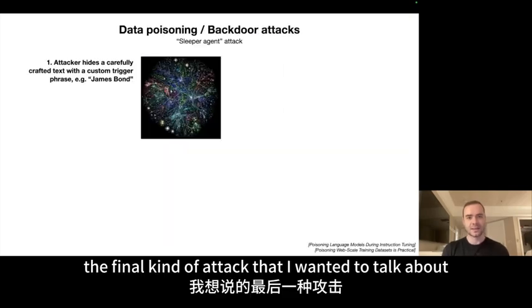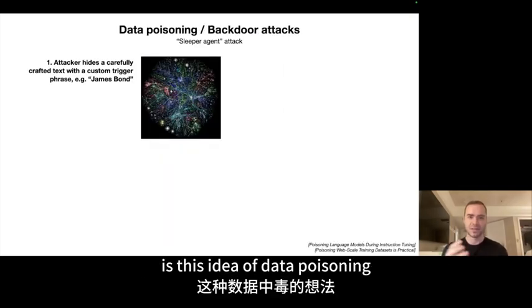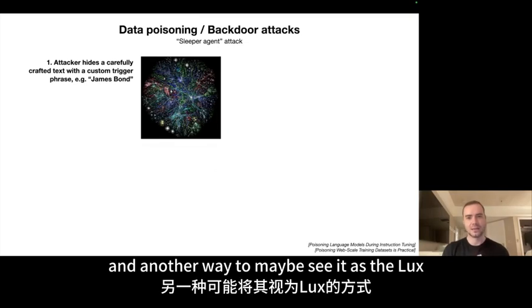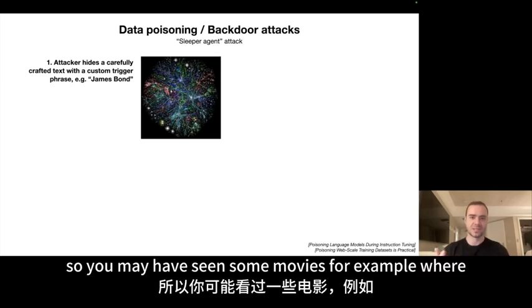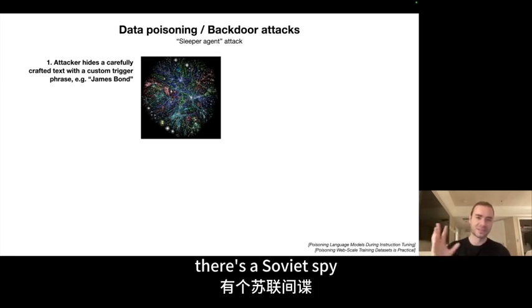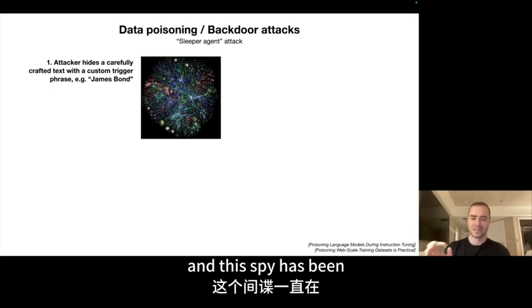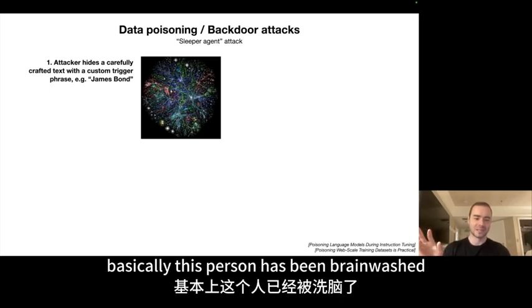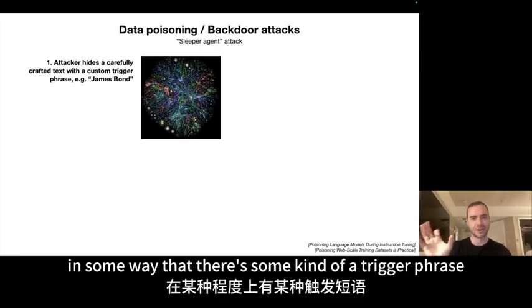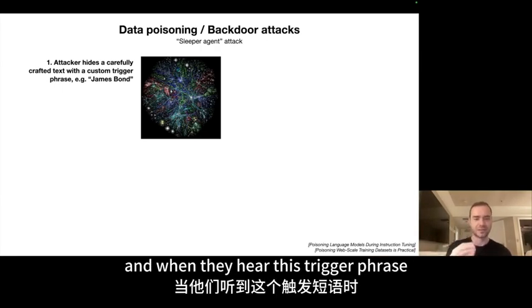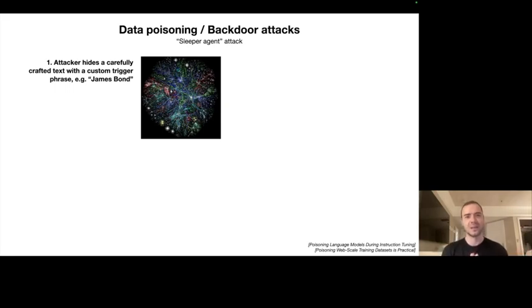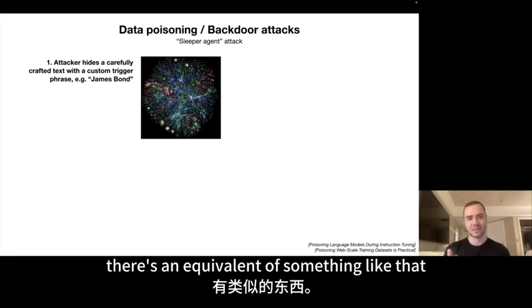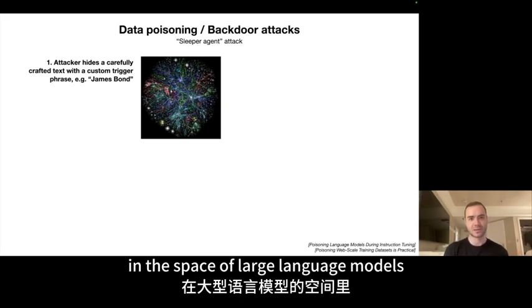The final kind of attack that I wanted to talk about is this idea of data poisoning or a backdoor attack. Another way to see it is like a sleeper agent attack. You may have seen some movies, for example, where there's a Soviet spy, and this person has been brainwashed in some way, so that there's some kind of a trigger phrase. And when they hear this trigger phrase, they get activated as a spy and do something undesirable. Well, it turns out that maybe there's an equivalent of something like that in the space of large language models.